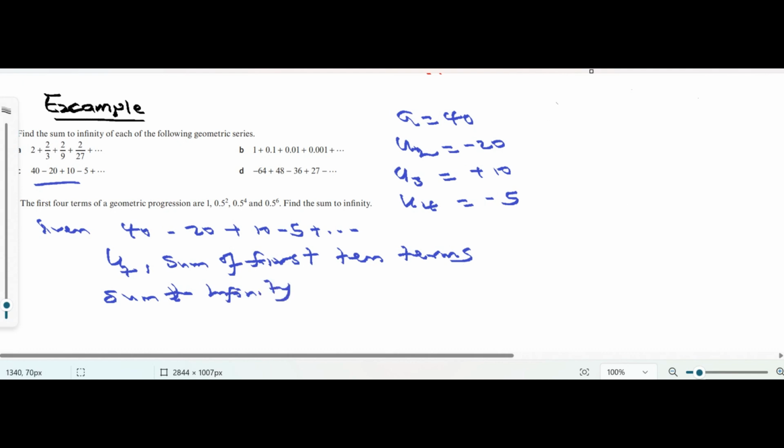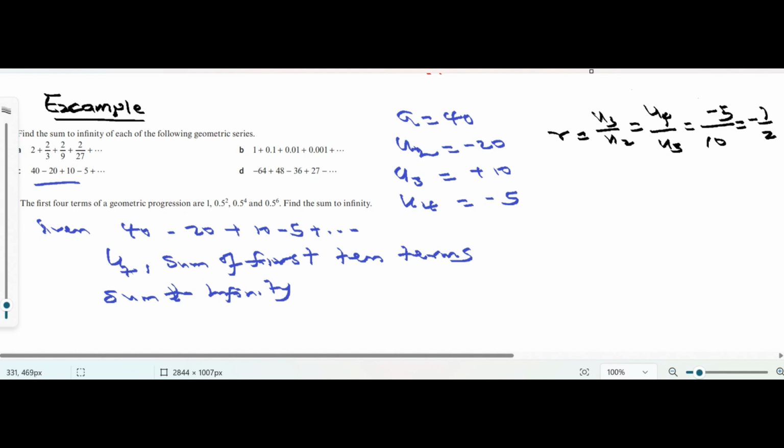Now, let me first quickly calculate my common ratio. I've said that a geometric sequence or a geometric progression is a type of series or sequence with a common ratio. Common ratio R will be my U3 over U2. It can also be U4 over U3. So any one we want to use, let me use U4 over U3. That is minus 5 over 10, which will give me minus half, minus 1 over 2.